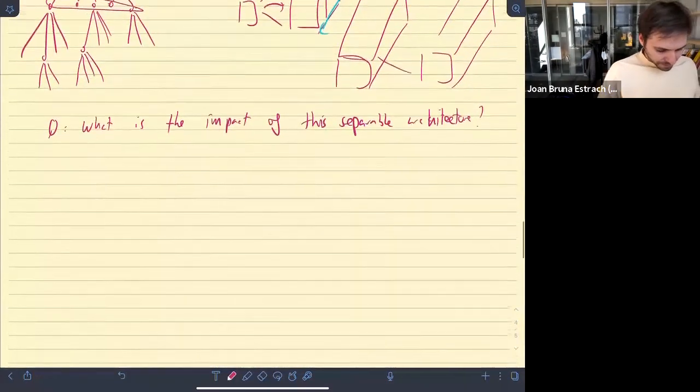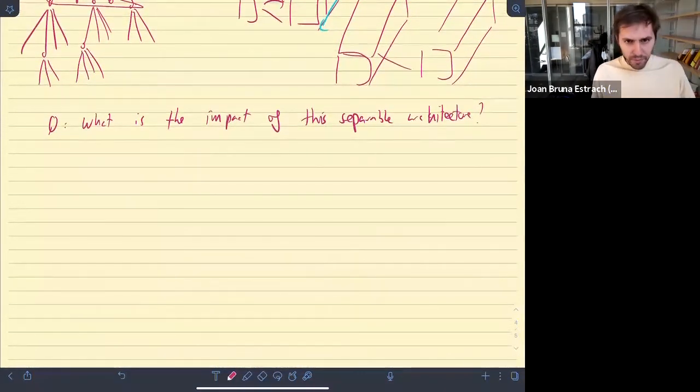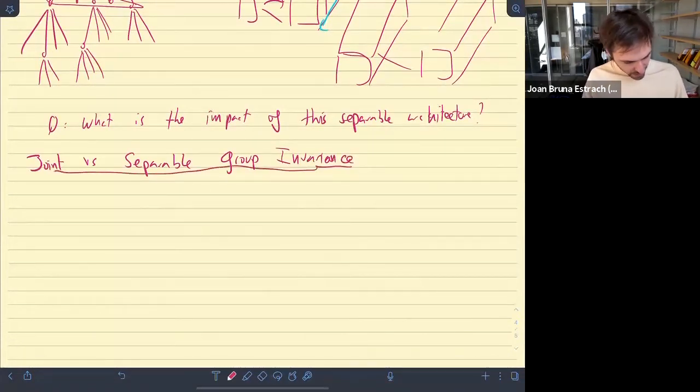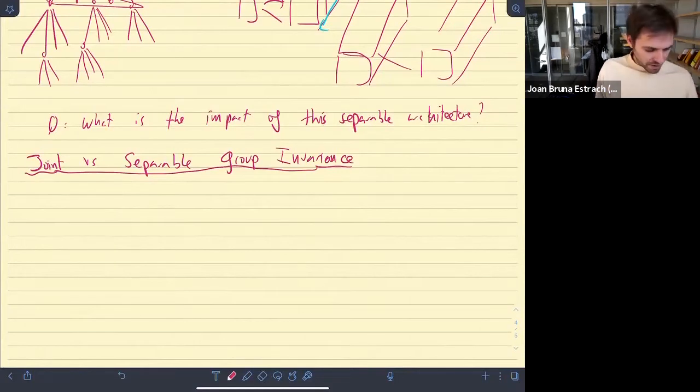For this, we now need to study a different concept, which is the notion of joint versus separable grouping path. This is what is going to give us the insight into what the cost is, what the impact is of this separable architecture. And for this, let's look at a simplified setting.